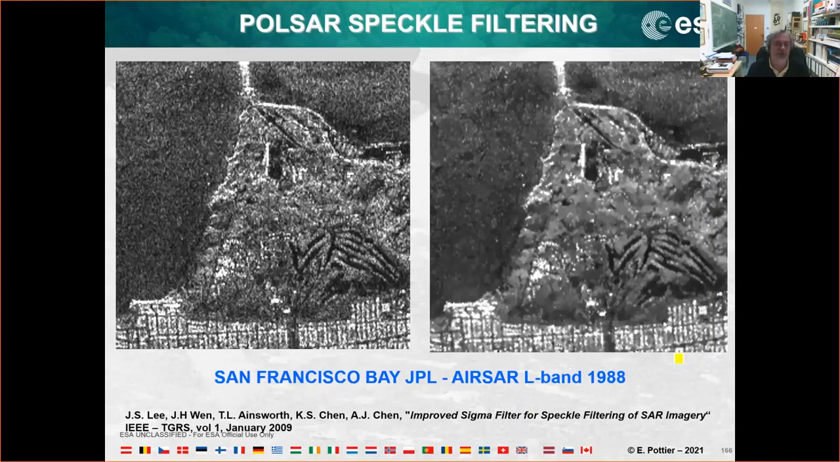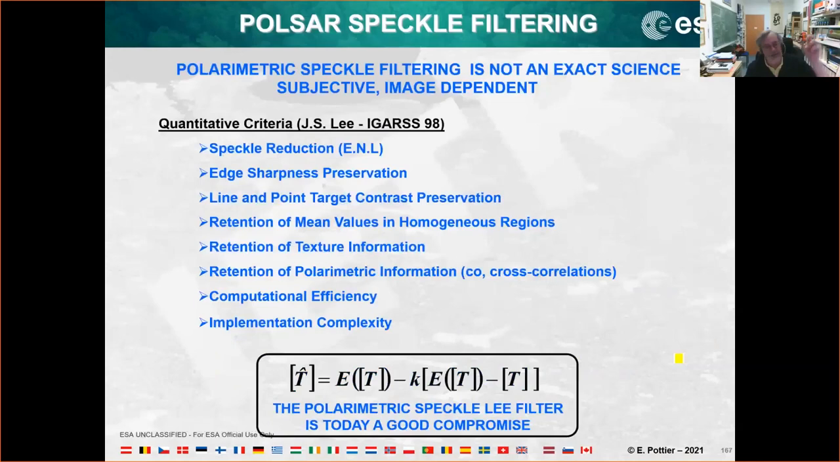So as I said at the beginning of this part, today we have not yet found the ideal speckle filter. We have not yet found it, so it is still an open door for research, and people continue to work on this topic. Today we are using the Yee filter because we can say that it is a good compromise. We have a good reduction of the speckle, we preserve the details, we keep the polarimetric information, and we have computational efficiency. It is not at all difficult to implement. So this is why we use this filter today.